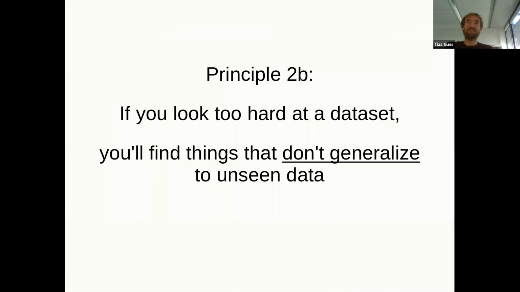Okay, principle 2b. If you look too hard at the data set, you'll find things that don't generalize to unseen data. This is a very important difference with traditional constraint optimization. In constraint optimization, you're trying to solve the problem, right? You're trying to find the optimal route. You want to minimize the total distance that all your vehicles are driving, okay? And the more you optimize, if you can prove the optimal, you're best off.